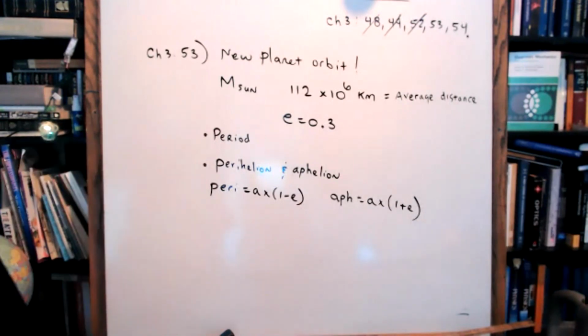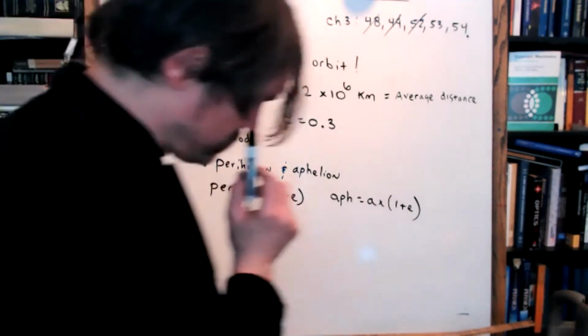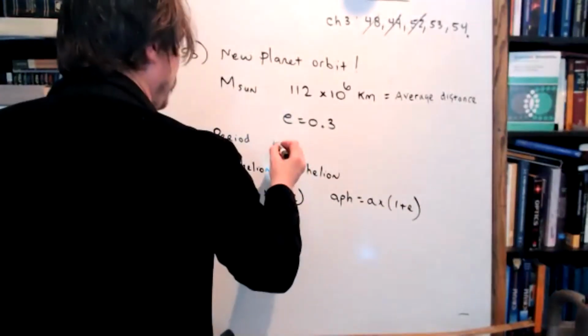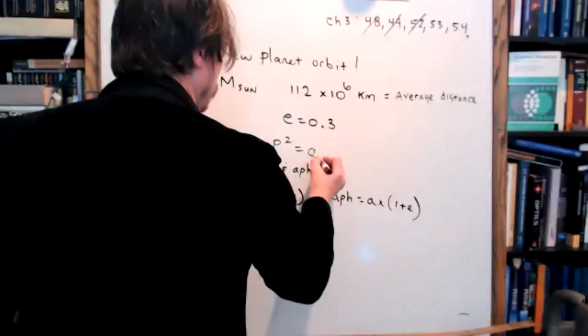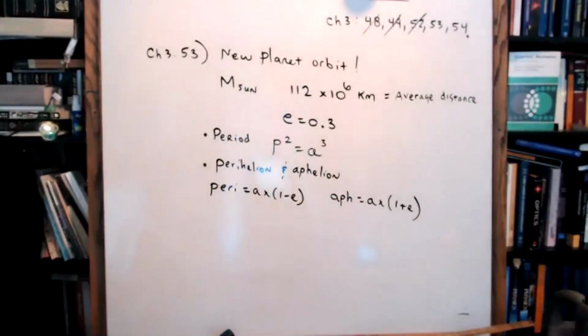What about for the period? Period. Isn't that, hang on. The harmonic law, P squared equals A cubed. Always. P squared equals A cubed. Okay, Kim, so if you were solving this problem without my help, what would you do next?